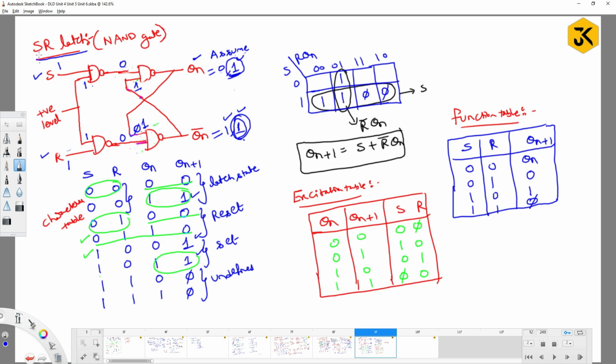So this is the way your SR latch is going to work with respect to the NAND gate, right? So we can stop here, we will continue in the next class.